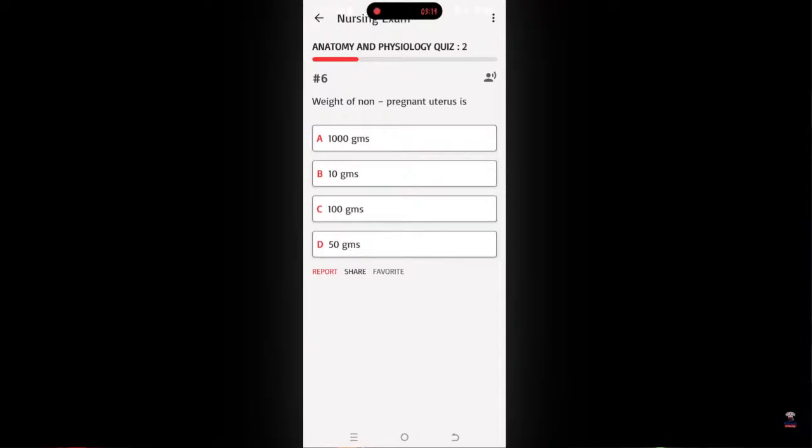Weight of a non-pregnant uterus is A. 1,000 grams, B. 10 grams, C. 100 grams, D. 50 grams. No. Correct answer is D.